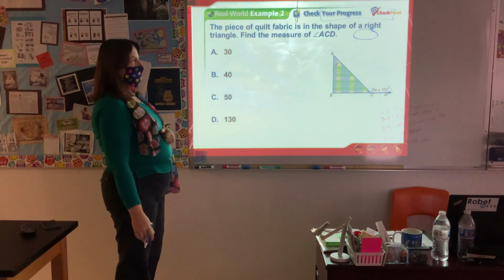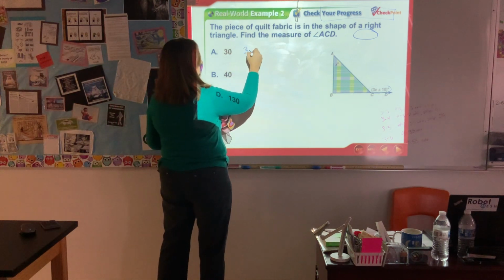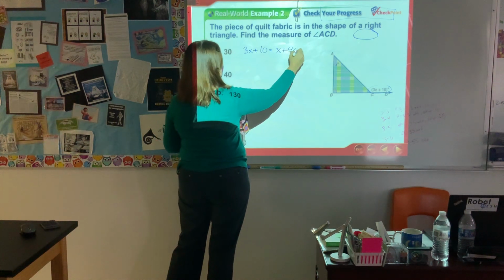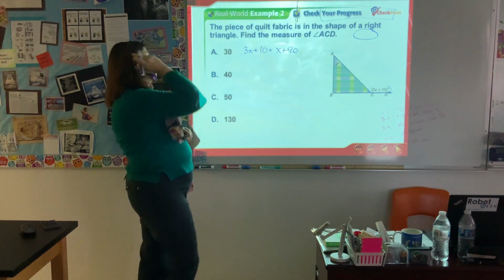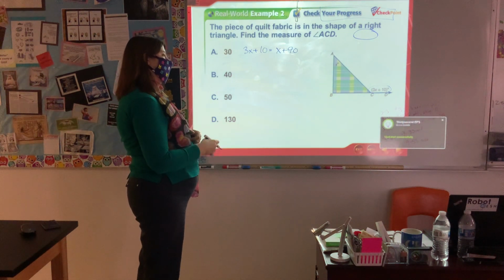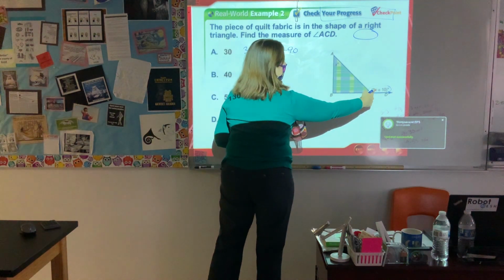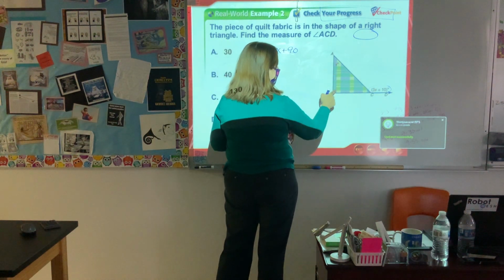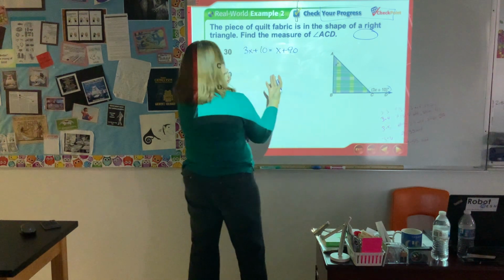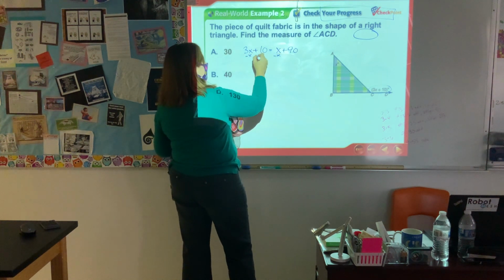So how do I solve it? 3x plus 10 equals x plus 90. What theorem are you using? Right angle. The exterior angle theorem. This is the exterior angle, and it's equal to these two interior angles, x and 90. Solve for x. Subtract x, subtract 10.